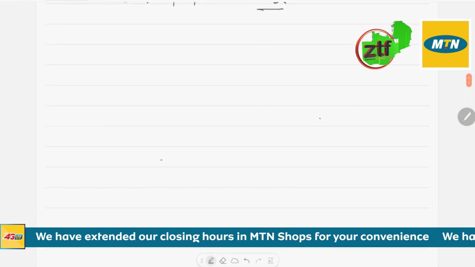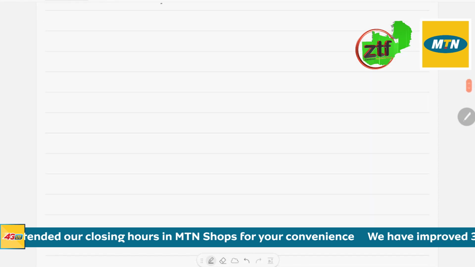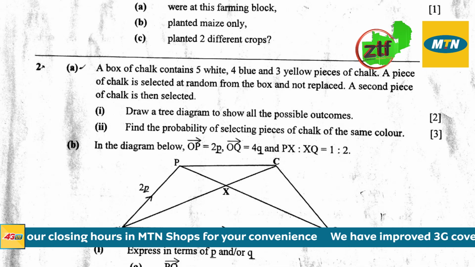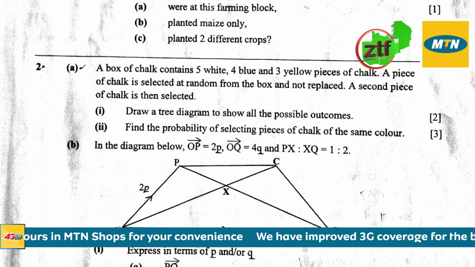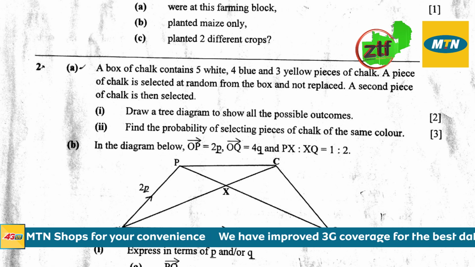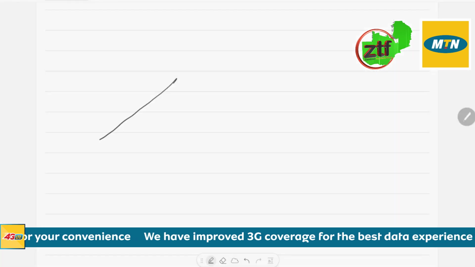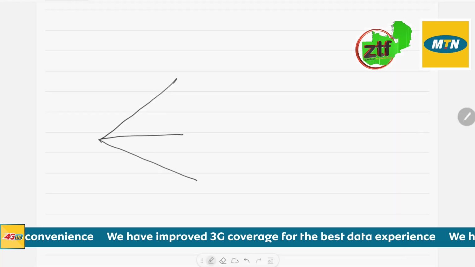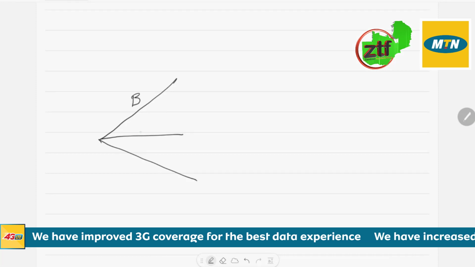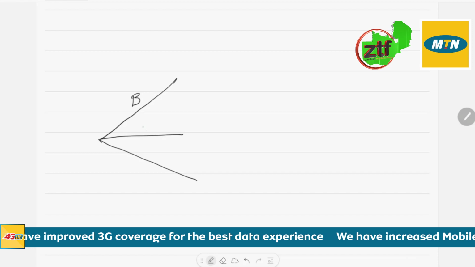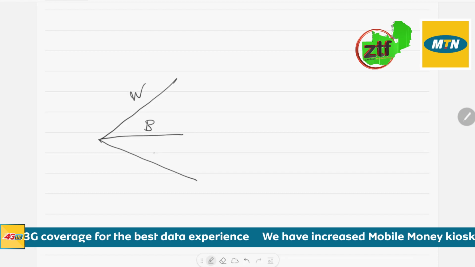All right, let's look at our tree diagram. In the first trial, when a piece of chalk is selected, I'll draw my tree diagram like that. Let this part be for blue chalks, then this one. We have blue, we have white, and we have yellow.